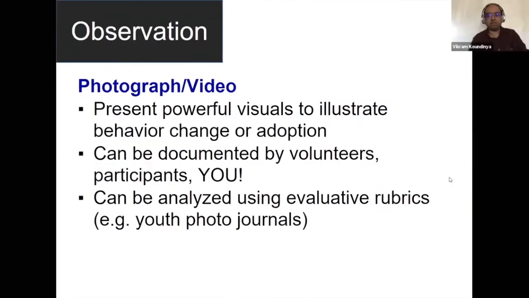Yeah, and as we were discussing before, visuals can also be used, like a photograph or video. They present powerful visuals to illustrate behavior change or adoption. We have a very good 4-H example that Catherine will talk about. This can be documented by volunteers or participants. You just need to train them a little bit. And they can be analyzed using evaluative rubrics, like you develop some kind of rubrics working with different stakeholders, and then you can analyze these visuals.